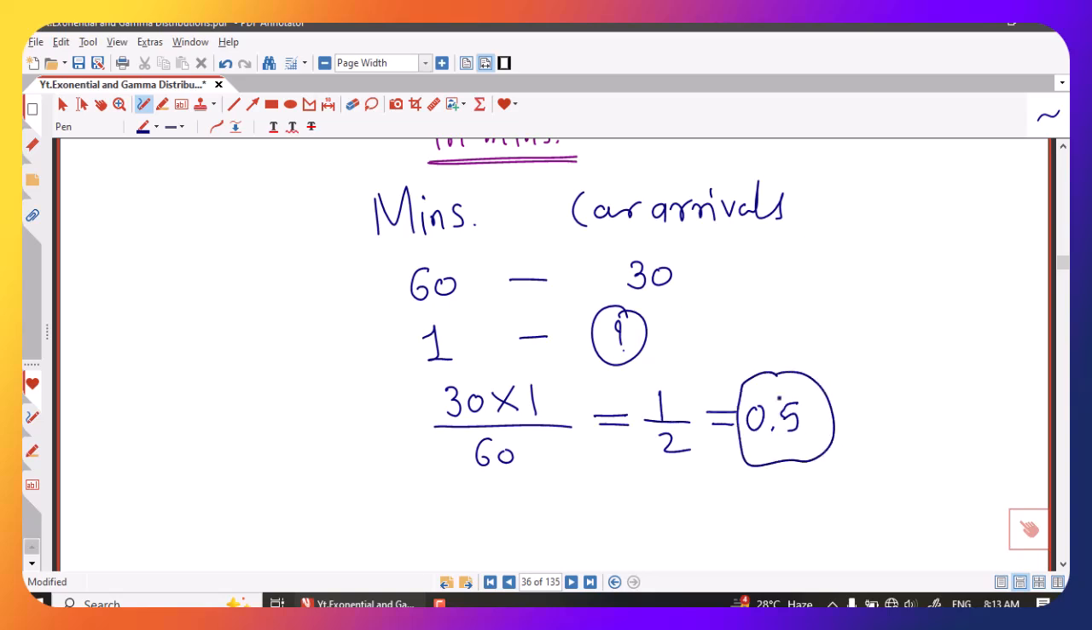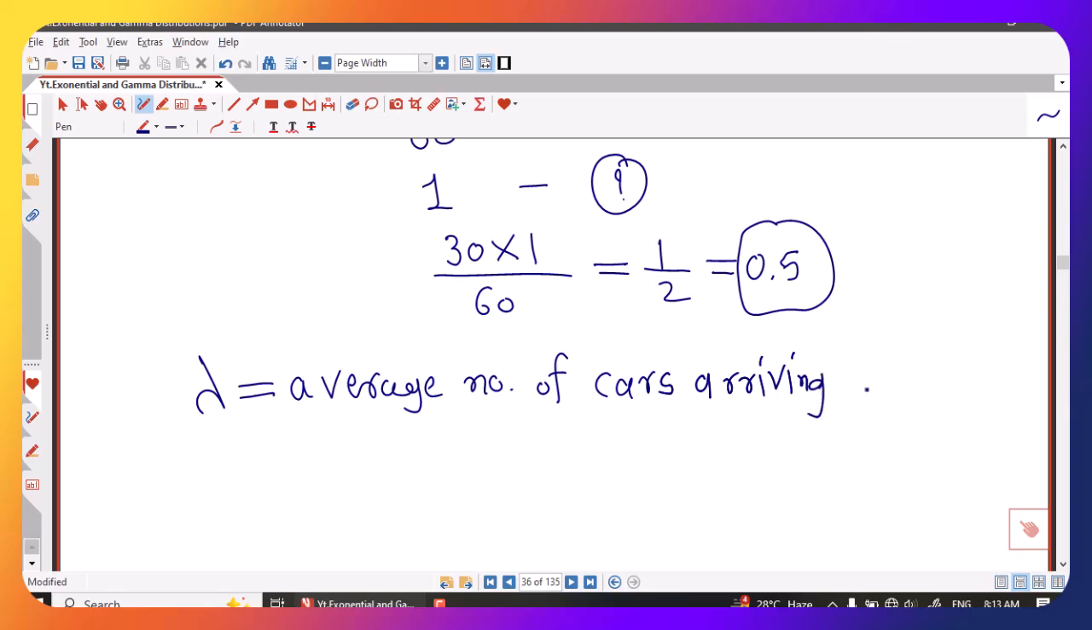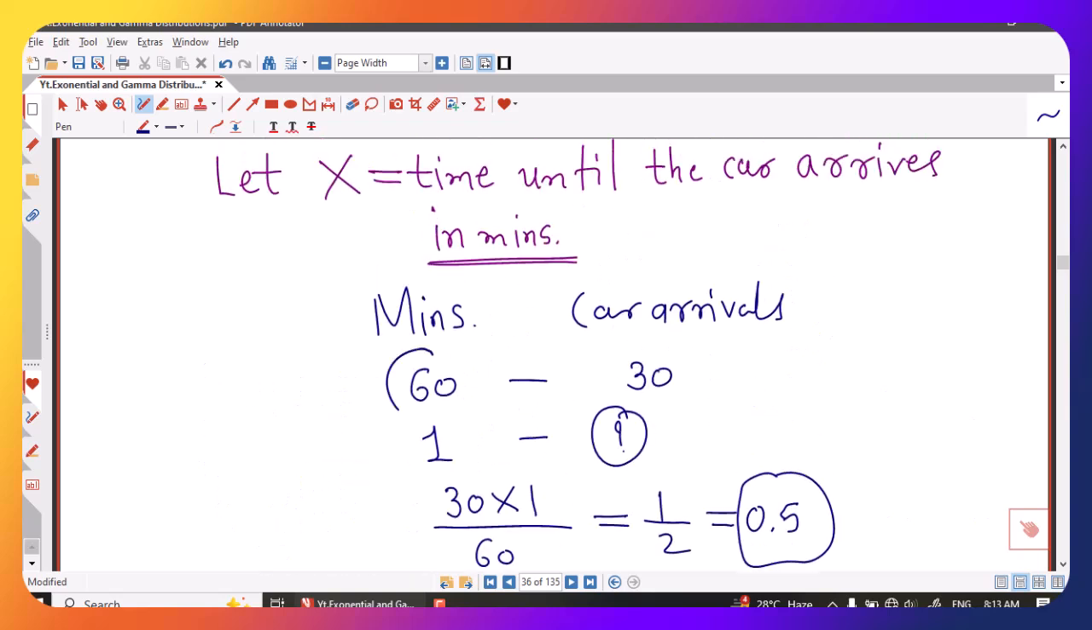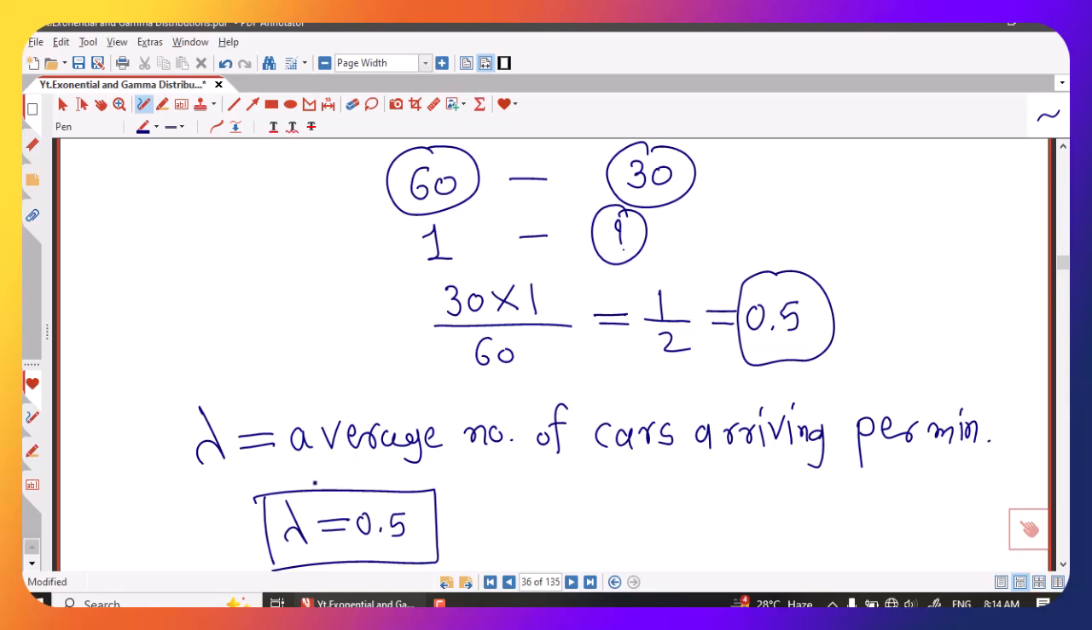This 0.5 is the average number of car arrivals per minute, and that is our lambda for exponential distribution. So we can write that lambda equals the average number of cars arriving in 1 minute, and that is equal to 0.5, which we have obtained using the given information that in 1 hour 30 cars are arriving. Therefore we can find the average number of cars arriving in 1 minute. So this is a very important step.